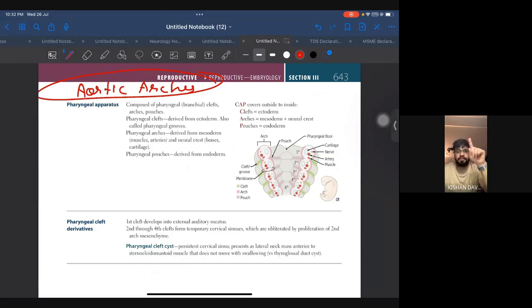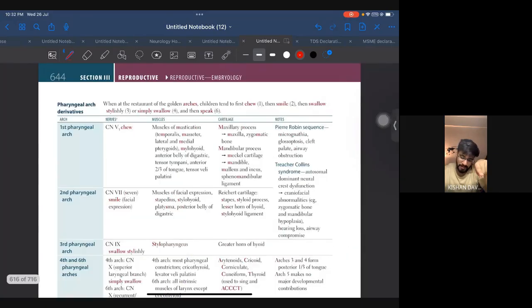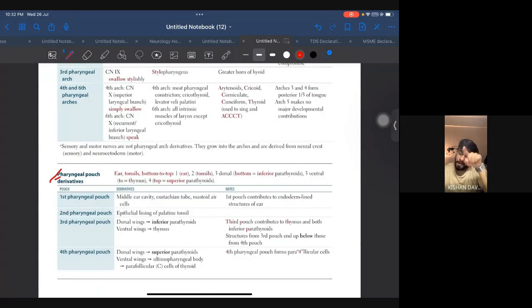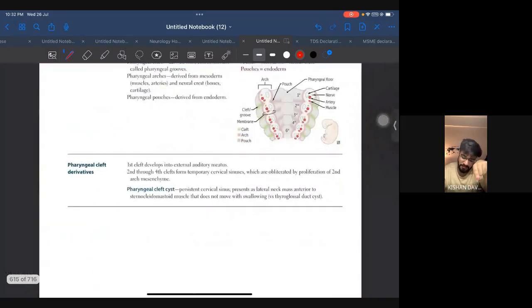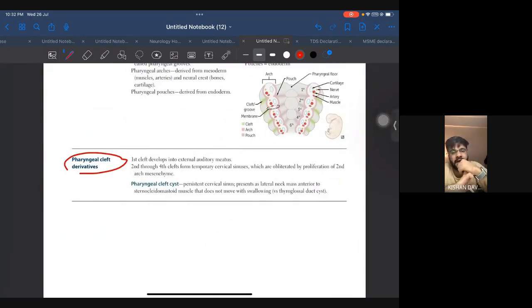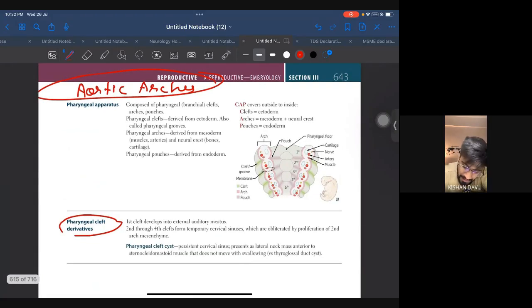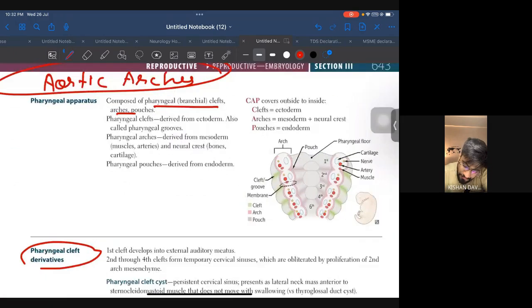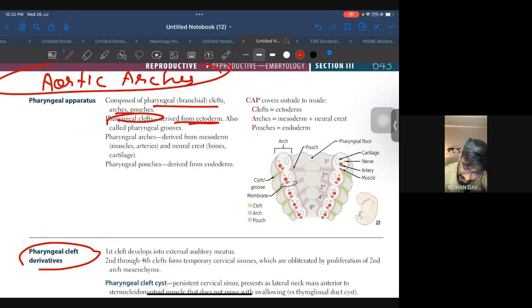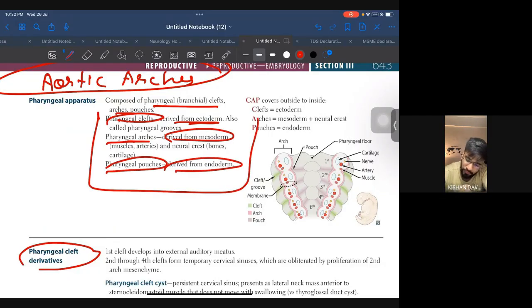Here you have to take out the printout of pharyngeal arches, along with the pharyngeal pouch derivatives and the pharyngeal cleft derivatives. Guys, these three are very important and so many questions have been asked. I know it's difficult to remember, but if you keep looking daily and solving questions, it becomes easier, believe me. The pharyngeal apparatus consists of pharyngeal clefts, arches and pouches. Pharyngeal clefts are derived from ectoderm, pharyngeal arches from mesoderm, and pharyngeal pouches from endoderm. This you also have to remember.